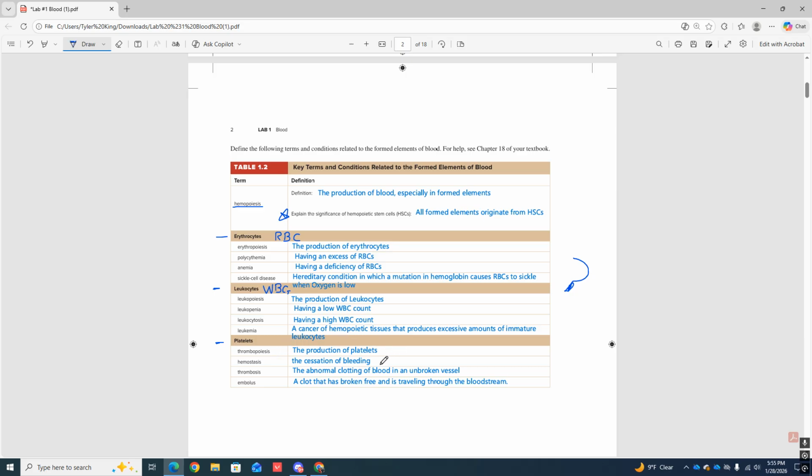All right. Hemostasis is the actual process of stopping bleeding. It's the actual point at which bleeding stops. That is called hemostasis. We have these other two fancy terms down here called thrombosis and embolus.